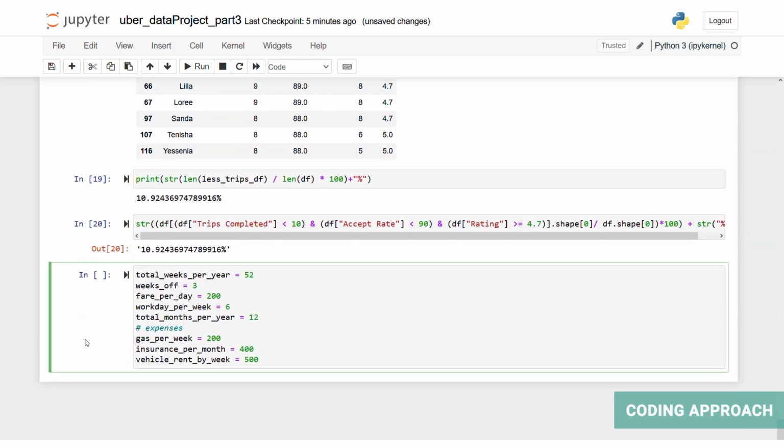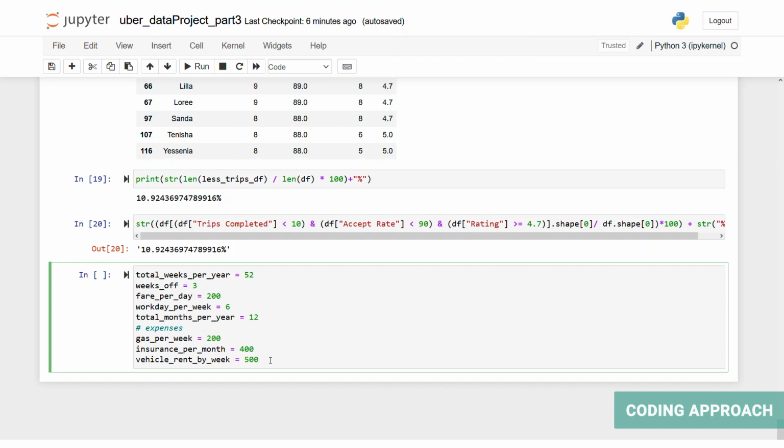Alright, let's define the variables that will turn these conditions into code. So the total number of weeks per year will be 52, and then we will assign 3 to weeks off. The driver earns $200 and works 6 days a week, so the fare per day will be $200 and workday per week will be 6. The number of months will be 12. Now let's define the expenses. Per week, there will be $200 for gas, so let's assign that to gas per week. And then the insurance per month will be $400. And finally, we will define the rent as $500 by assigning it to the rent vehicle by week.